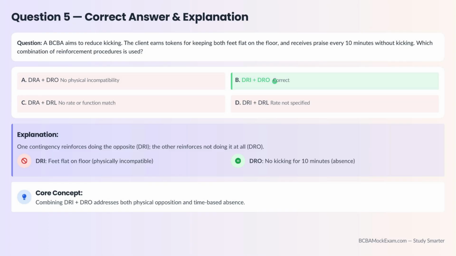Option A, DRA plus DRO, would be wrong because we don't have a functionally equivalent alternative, just an incompatible posture. Option C, DRA plus DRL, would require both a replacement and a reduced rate specification, which we don't have. Option D, DRI plus DRL, would imply we're only reinforcing lower rates of kicking, but here the praise is contingent on zero kicking in that interval. So we truly have DRI plus DRO working together.